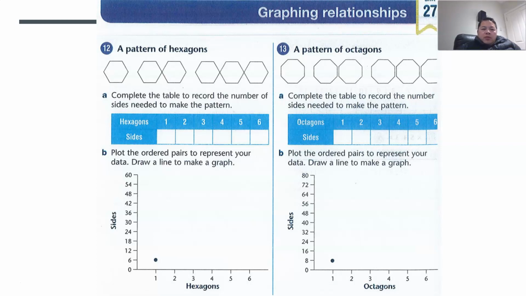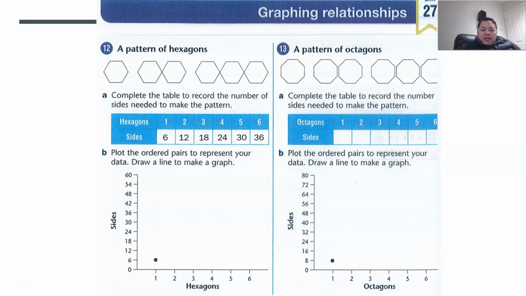Okay, so you're supposed to fill out the information in the table. Based on the number of hexagons for each of the patterns, when there's one hexagon, there are 6 sides: 2, 12, 3, 18, 4, 24, 5, 36. And once we have all this information on the sides, we will put them onto the graph.